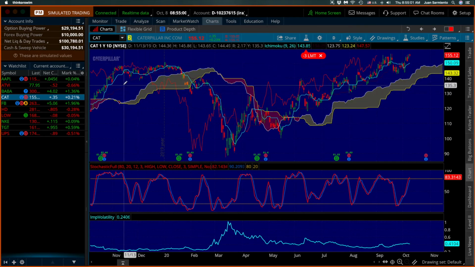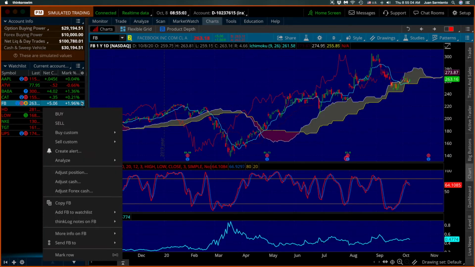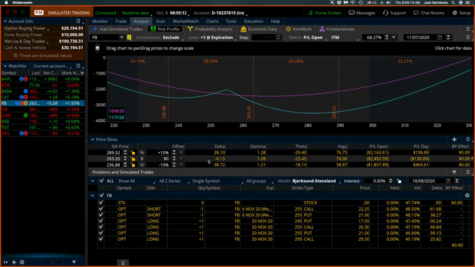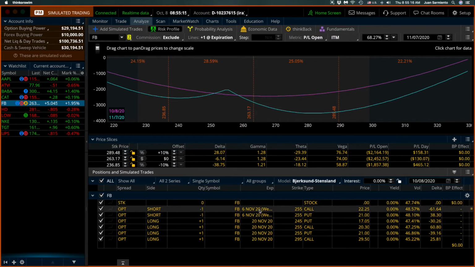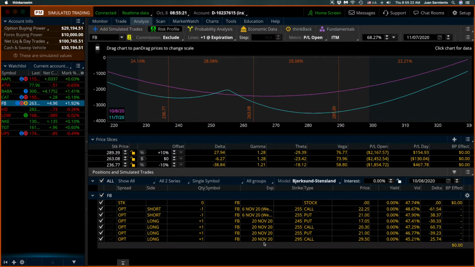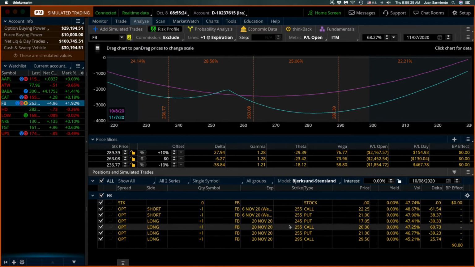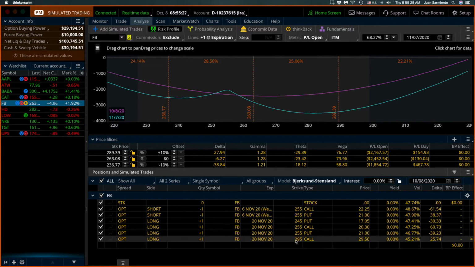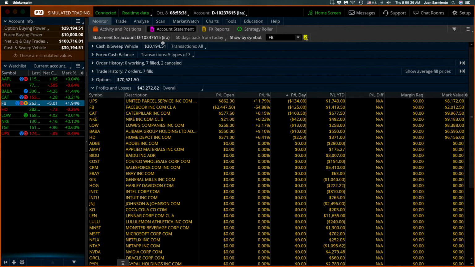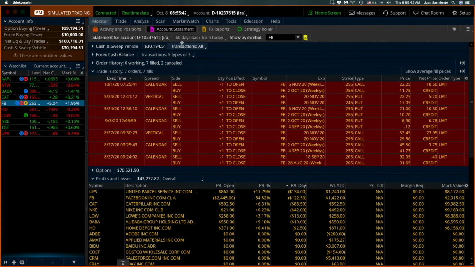Okay, let's move on to Facebook. Facebook is right down here at the bottom of the range. Let's see the Analyze tab. Here it's negative, as you can see, and we have November the 6th, so that's fine. Don't need to roll the shorts over. Obviously, at some point, we roll down the puts and then roll up the calls or vice versa. I don't know which happened first, but let's look at the Monitor tab and say Account Statement and go 60 days for Facebook. Yeah, let's go even further.